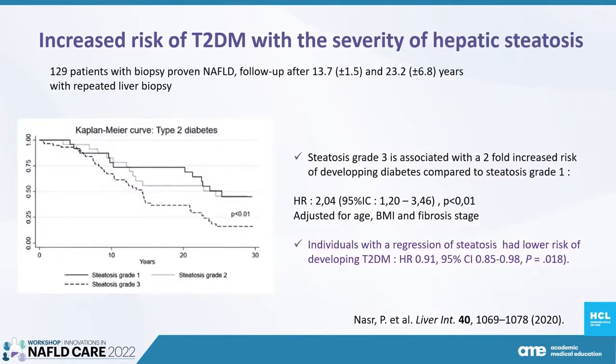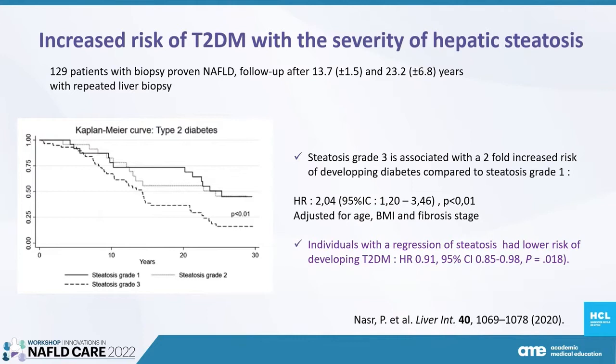So if we want to look a little bit further in this and try to assess the potential causality between the two diseases, I just wanted to point out this study that was included in the meta-analysis I just showed you. It included a small number of patients, 121 patients with biopsy-proven NAFLD, with a very large follow-up. This is a study from Sweden. And the patients had a follow-up of 13 years and up to 28 years with repeated liver biopsy. You see here nicely, as I showed you in the previous slide, that the grade of steatosis is associated with a significant increase of incidence of type 2 diabetes.